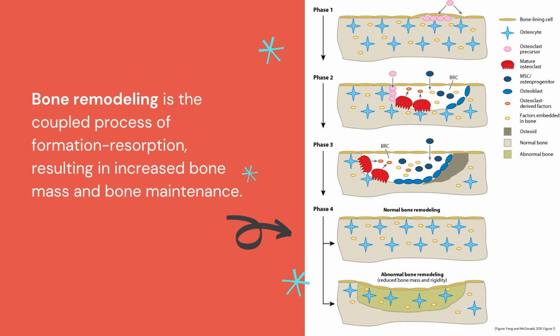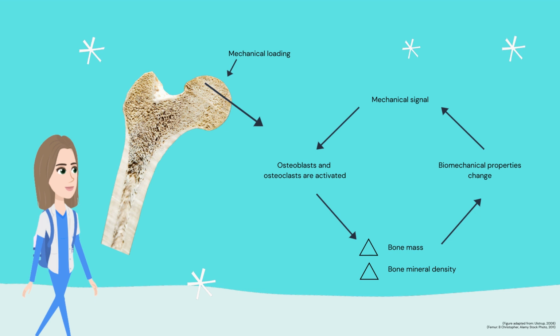Bone remodeling is the coupled process of formation-resorption, resulting in increased bone mass and bone maintenance. This process is coupled, meaning that both of these actions happen together. Bone remodeling is important as it allows bone to repair microdamage, fractures, and mechanical stress in bone. Mechanical stress is the force that bone experiences. The amount of weight bearing is called mechanical loading.